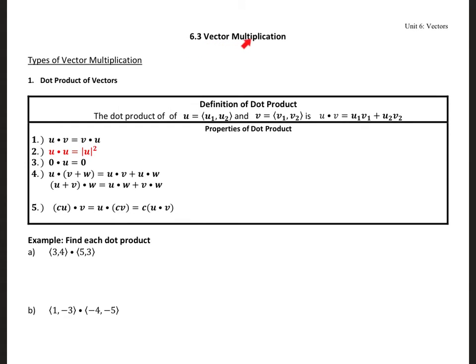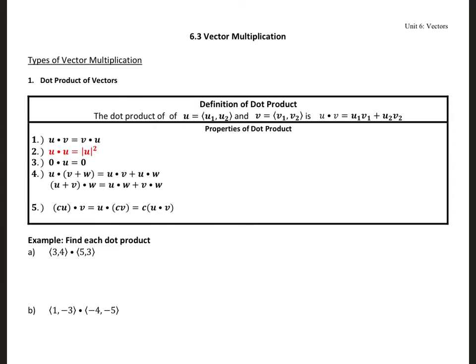In this video, we are looking at vector multiplication. We have two types of vector multiplication. The dot product of two vectors, u and v, is gotten by multiplying the corresponding elements. So u subscript 1 times v subscript 1, and then u2 times v2. You just multiply them. Here are some properties of the dot product, and we are going to be looking at the second one because we are going to apply it as one of the applications of the dot product.